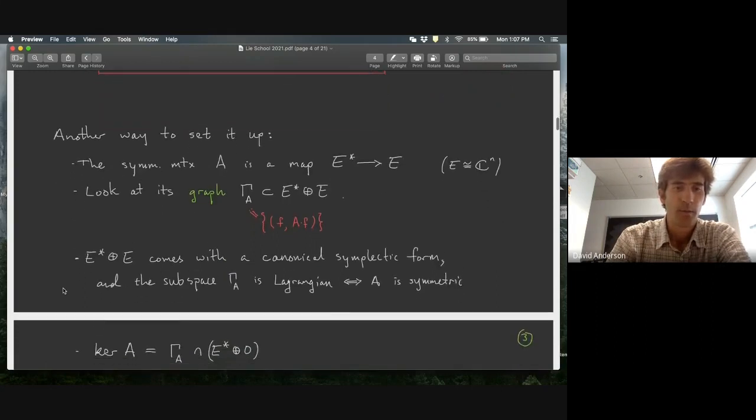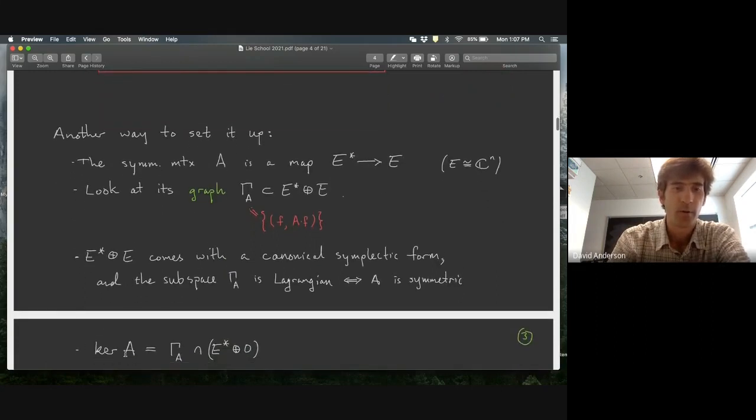What else can we say? Well, what's the kernel? You can read off the kernel of the matrix by intersecting the graph with a particular subspace. This is very elementary. You're just unfolding the definitions. What does it mean to be in both of these? Well, it means that you're looking at f comma A times f, but you're also looking at f comma 0. So this just says A times f is 0. A times f is 0 if and only if you're in this intersection of two subspaces. This is a Lagrangian subspace, the graph is, and this E star plus 0 turns out also to be a Lagrangian subspace with respect to this canonical symplectic form.